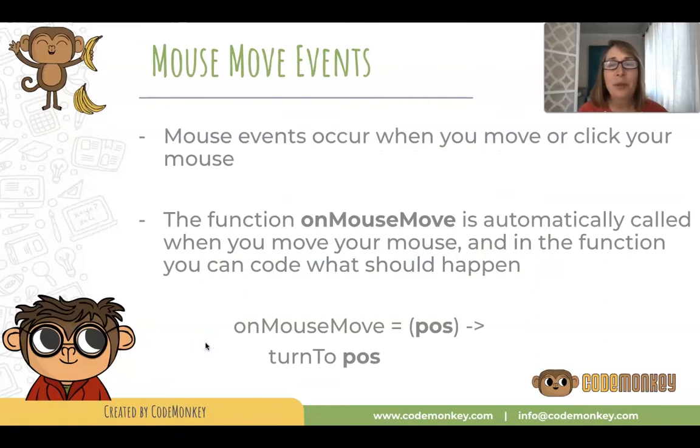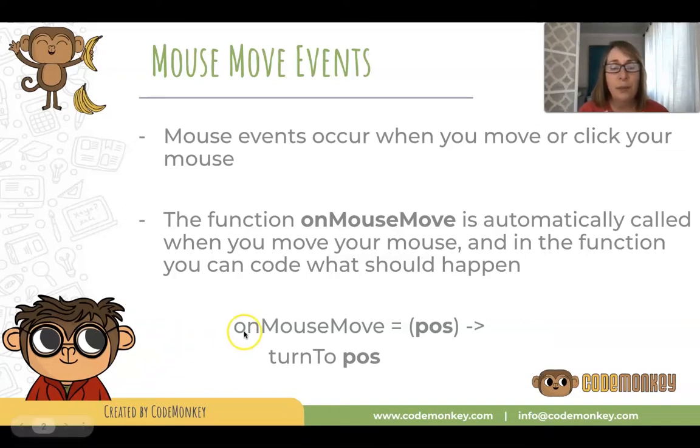Mouse events occur when you move or click your mouse. For the next few challenges, we're focusing on the events that occur when you move your mouse. The function onMouseMove is automatically called when you move your mouse, and in the function, you can code what should happen as a result.